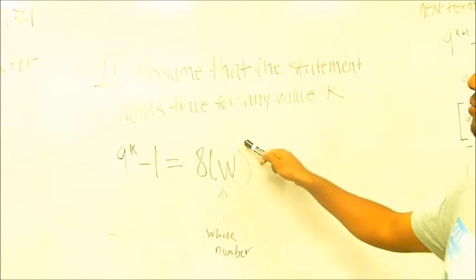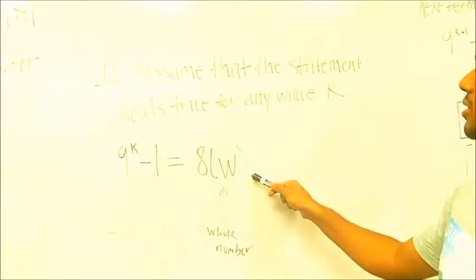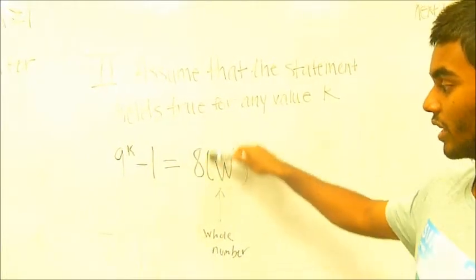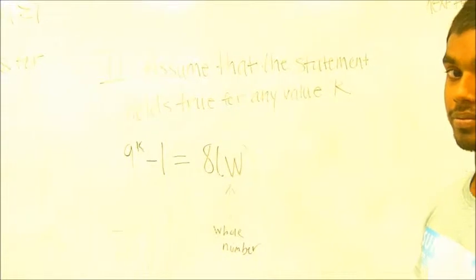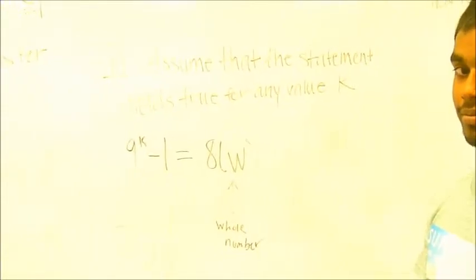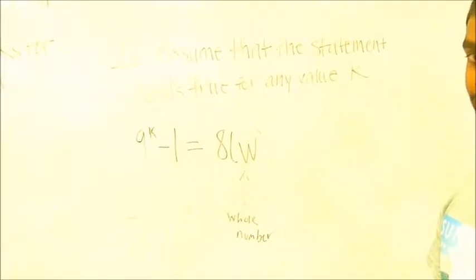Most people get confused, but you shouldn't worry too much about this w, because w is just a whole number, and it can be anything. All we care about is that it's a multiple of 8. This is the most important part. We will also be using this statement in order to substitute for the third part in proving that the statement works for the k plus 1 term.